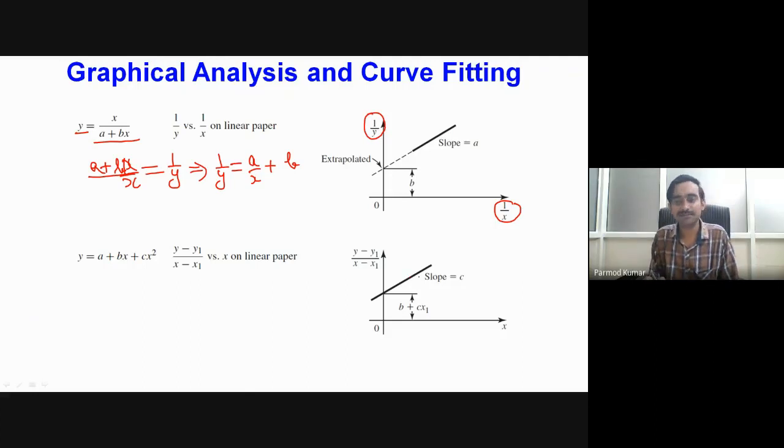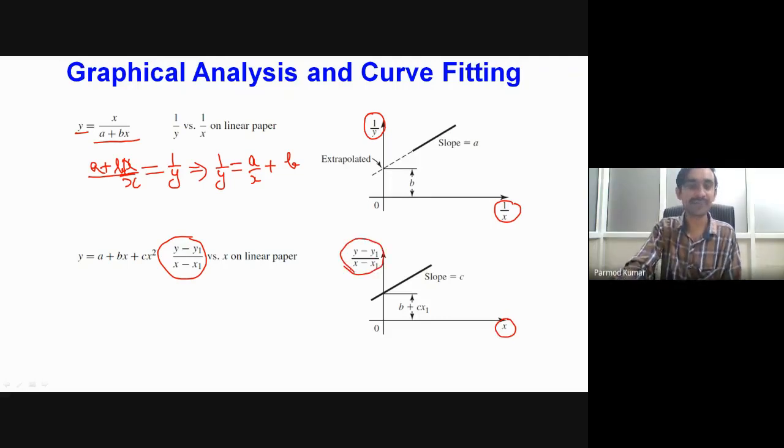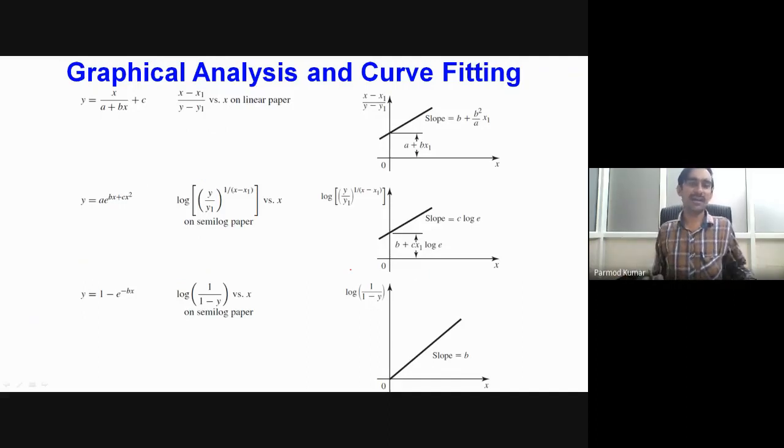Okay. So similarly, if we are having the quadratic nature between the dependent and the independent variable, that quadratic nature can also be simplified by considering y minus y1 divided by x minus x1 along ordinate, and we can plot it with x, and then this also will give us nothing but a linear nature. Okay. Then few more examples are included over here.